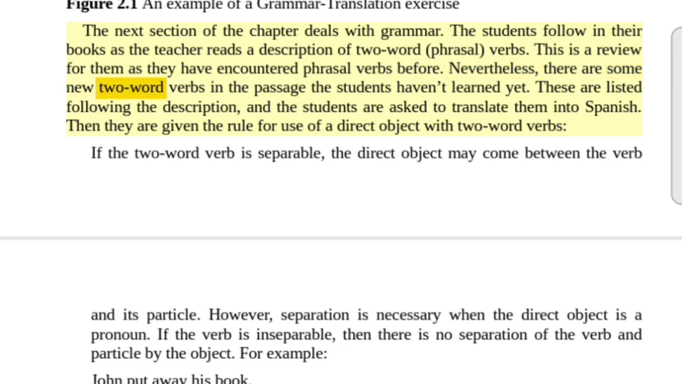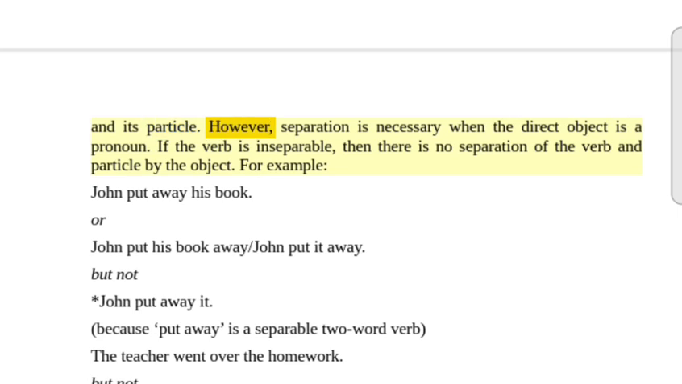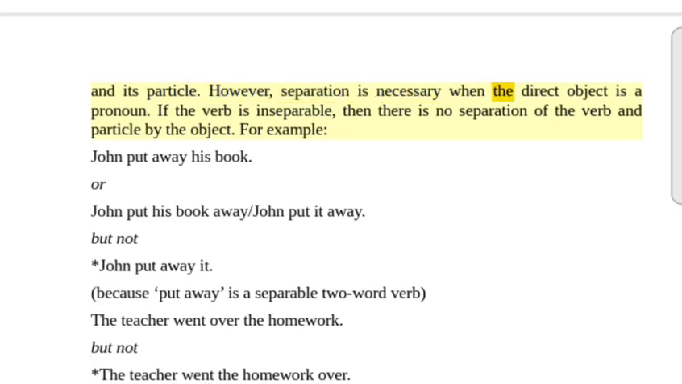Nevertheless, there are some new two-word verbs in the passage the students haven't learned yet. These are listed following the description, and the students are asked to translate them into Spanish. Then they are given the rule for use of a direct object with two-word verbs. If the two-word verb is separable, the direct object may come between the verb and its particle. However, separation is necessary when the direct object is a pronoun. If the verb is inseparable, then there is no separation of the verb and particle by the object.